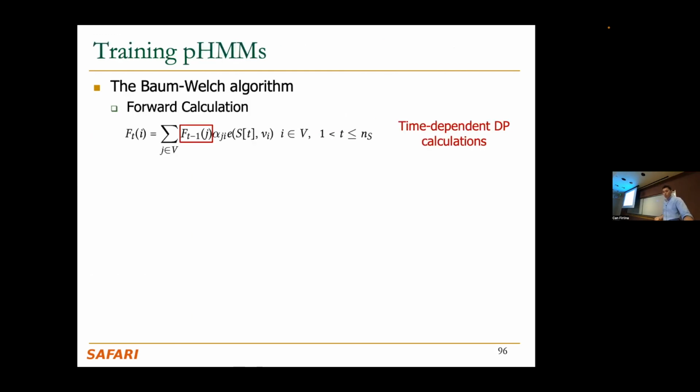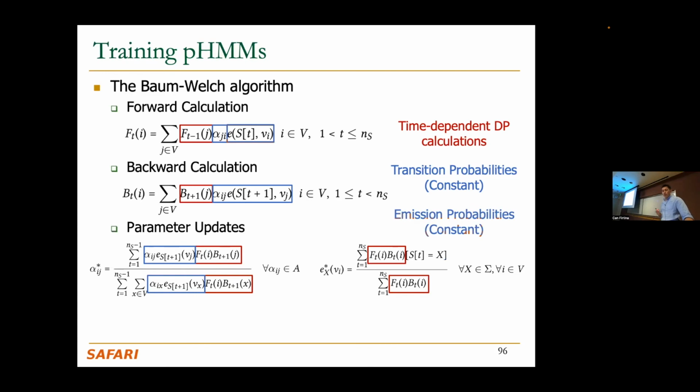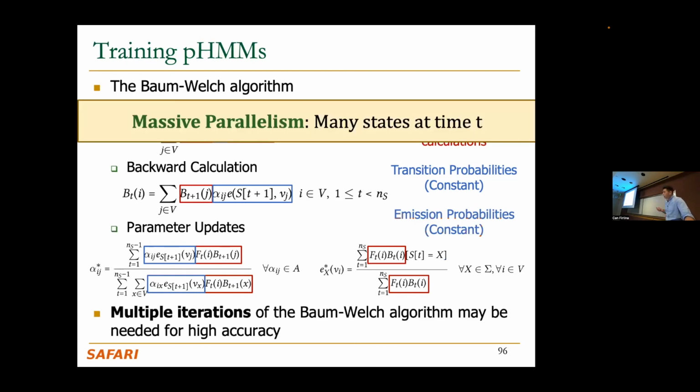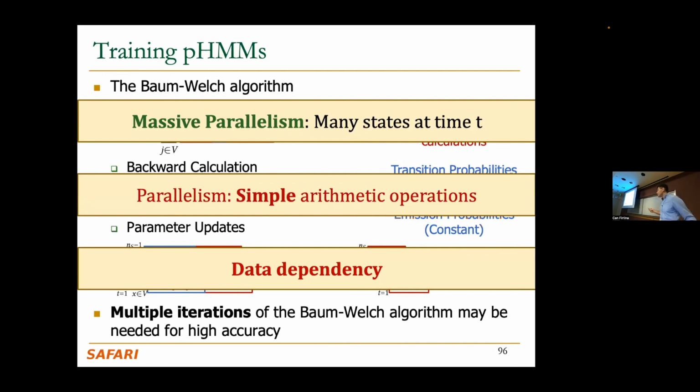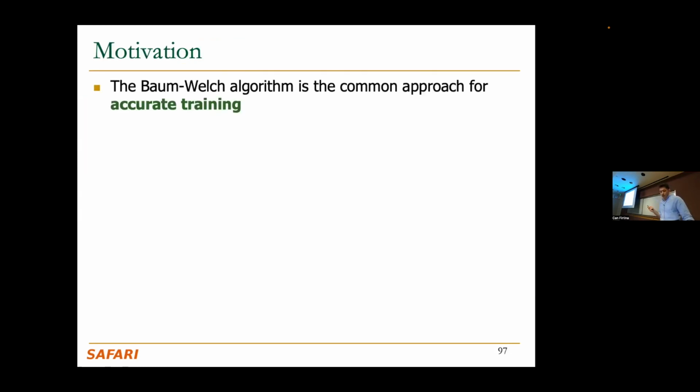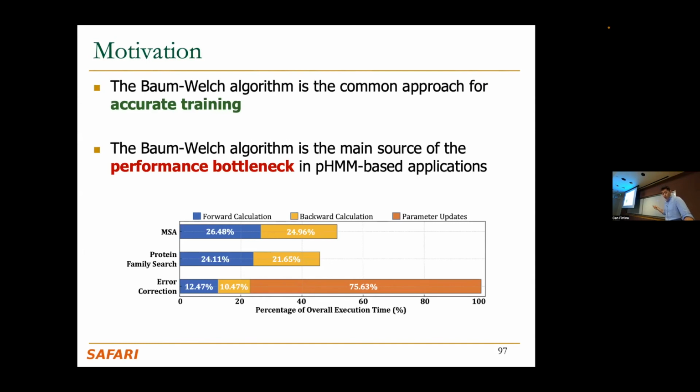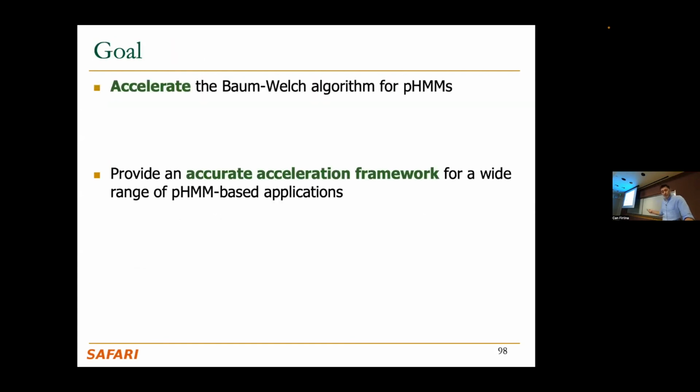PHMM is costly because of time-dependent dynamic programming calculations, and there are many iterative approaches, so they are very costly. We're doing multiple iterations of the Baum-Welch algorithm. It provides massive parallelism, but there are simple arithmetic operations that we think are not really that good, and there's data dependency. To solve this, we observe that the Baum-Welch algorithm is really the bottleneck for many applications that use profile hidden Markov models. Our goal is to accelerate the Baum-Welch algorithm for PHMM applications.